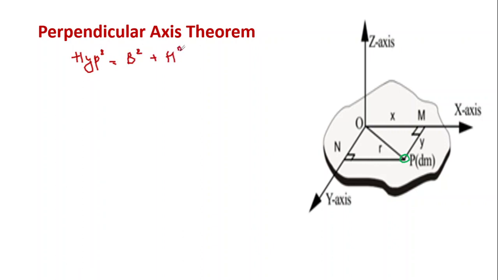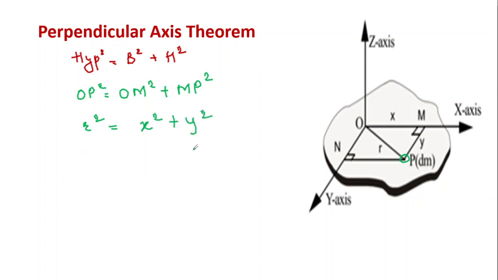Now, in right angle triangle OMP, by applying Pythagoras theorem, we have OP square, which is the hypotenuse square, equal to OM square plus MP square. If we substitute the values, OP square will be equal to r square, which is x square plus y square.